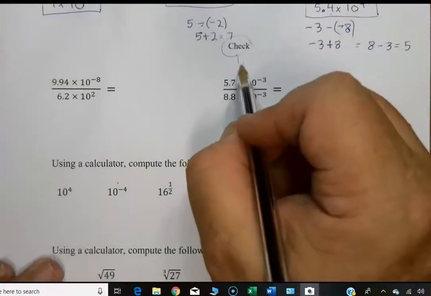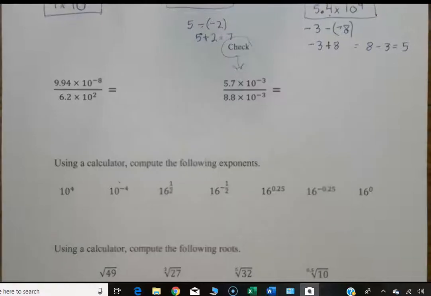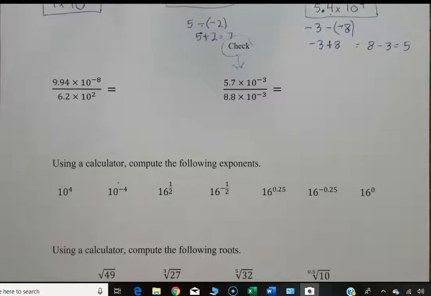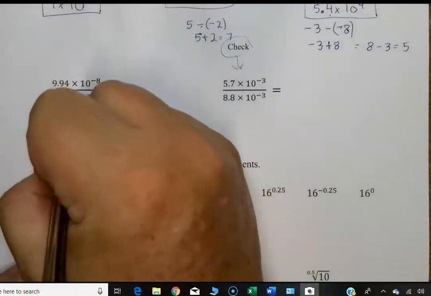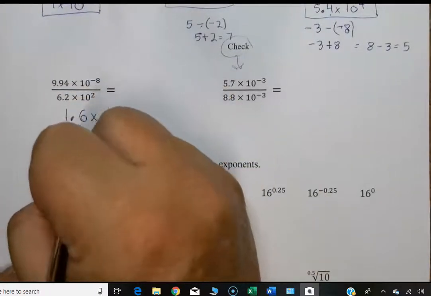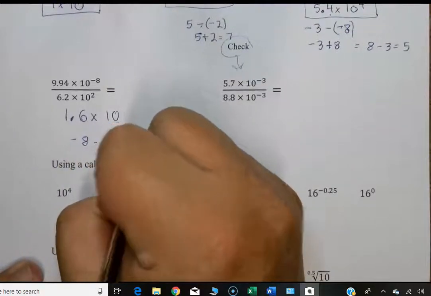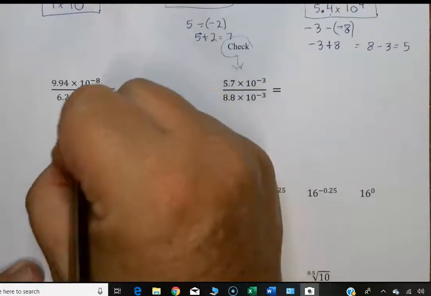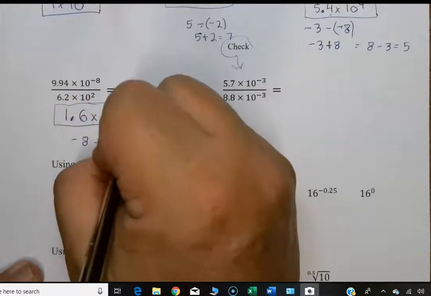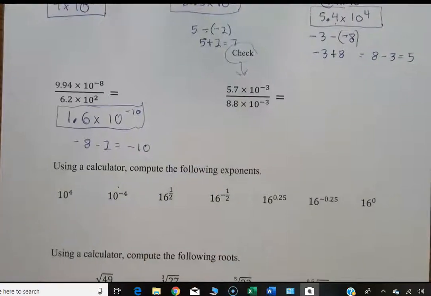Notice this word check up here. That's for this guy down here. So that's the one that's going to be your check. So let's do this last one here together. 9.94 divided by 6.2. And that's 1.6. So we're not going to have to adjust the decimal. 1.6 times 10 to the negative 8 minus 2 equals negative 10. And that's that. Okay, so go ahead and do this one for your check problem. All right.